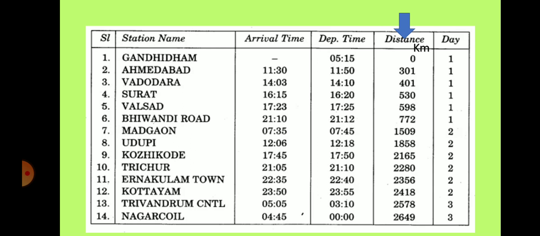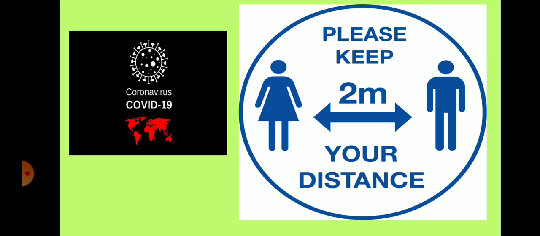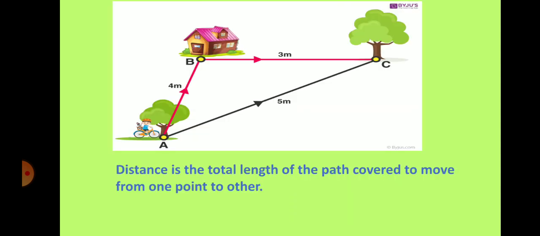Observe the railway timetable carefully. Here there is a column marked as distance in kilometer. Nowadays, you might have seen this poster everywhere. What is distance? Distance is actually the total length of the path covered to move from one point to the other. Distance depends upon the path which we choose to reach a particular point.